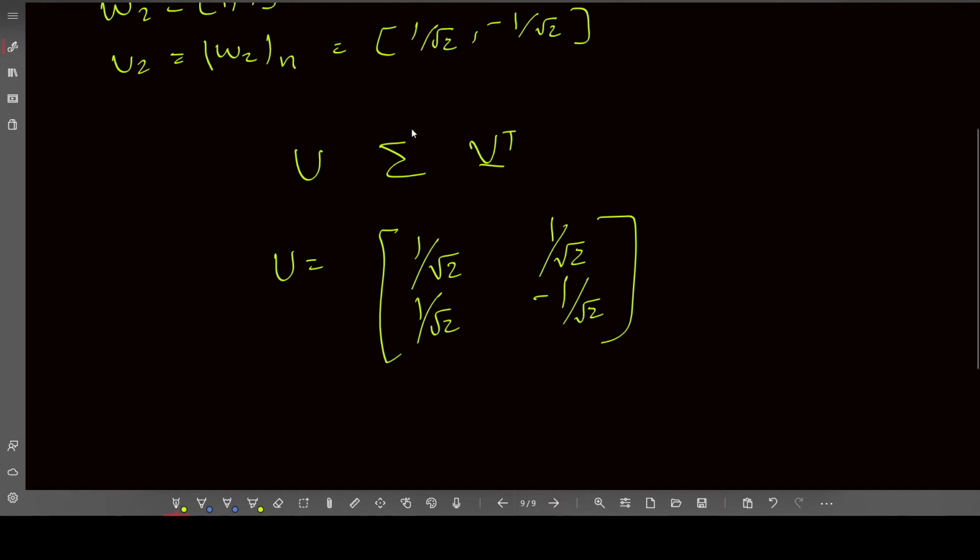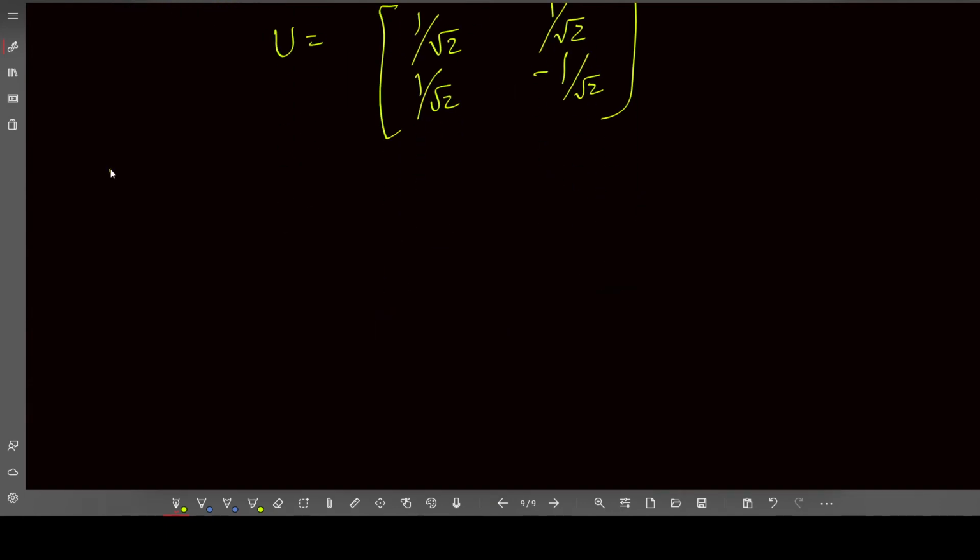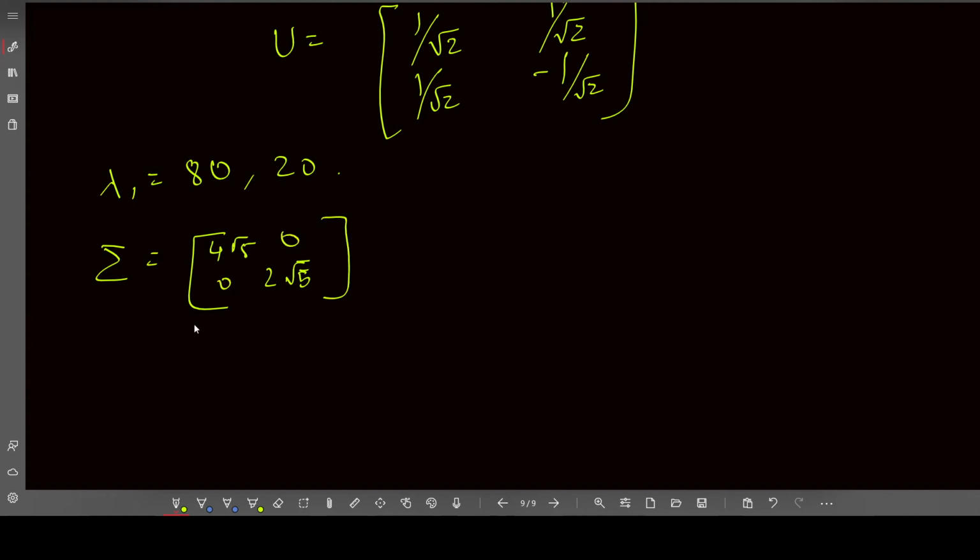Now that we found U, we have to find V transpose. Now, just a heads up, sigma over here is just the under root of your eigenvalues, okay? So we have our eigenvalues as 80 and 20. And we know that sigma is a diagonal matrix, right? And the values of sigma are just the square root of the eigenvalues. So this will be 4 root 5, which is square root of 80, and this will be 2 root 5, which will be square root of 20. Okay, that is sigma.